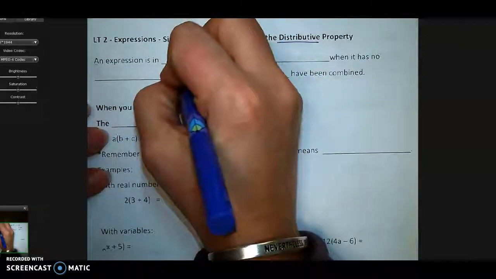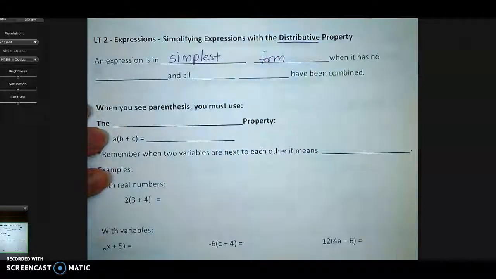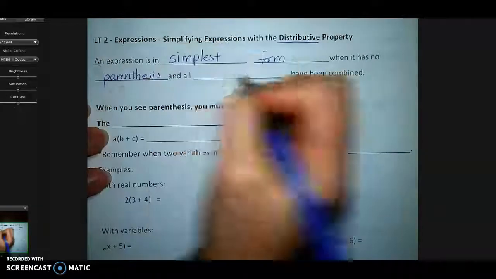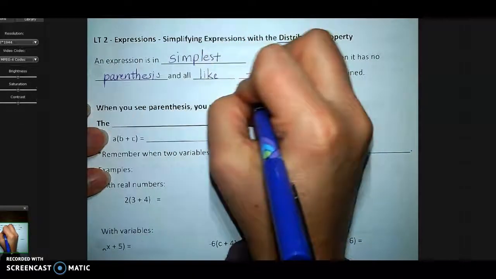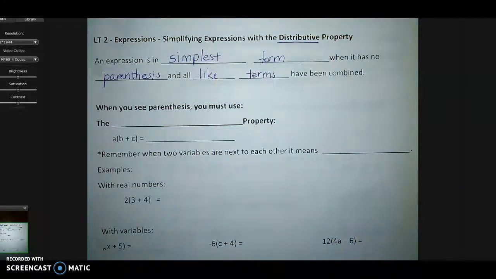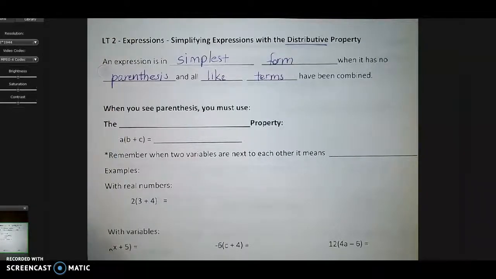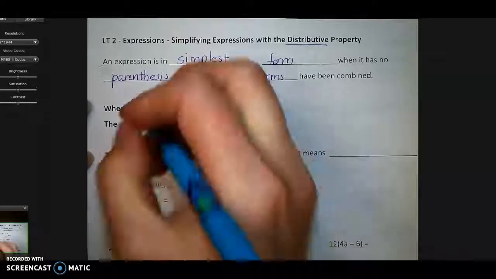So an expression is in simplest form when it has no parentheses and all of the like terms have been combined. You'll find that when we use our distributive property, sometimes it gives us terms that we will then need to combine. So when you see parentheses, you must use the distributive property.